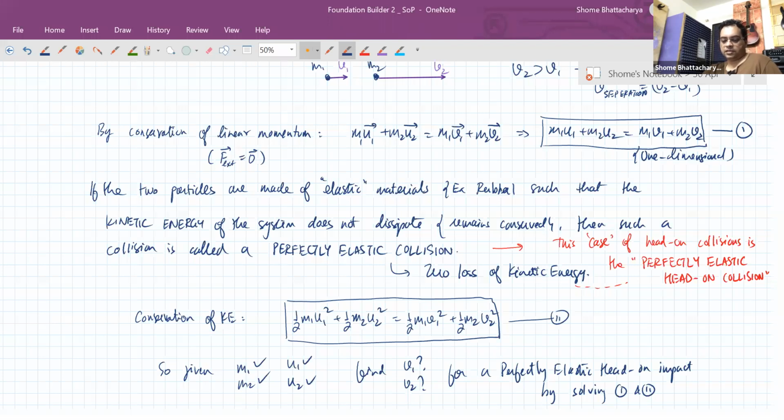Sir, in that second equation, did you multiply LHS and RHS with half? Sorry, in the second equation, did we multiply the first equation both sides with half? One minute. No, the second equation is kinetic energy. The definition of kinetic energy is half mv square. Ah, sir, getting it.